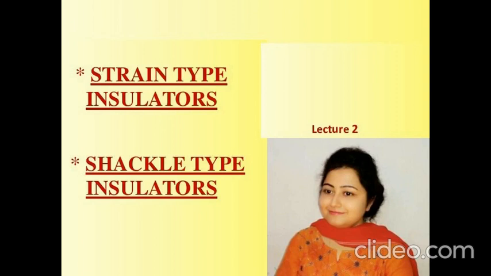For low voltage distribution lines, shackle type insulators are frequently used as strain insulators. These insulators are also used in section poles, end poles, and for service connections.